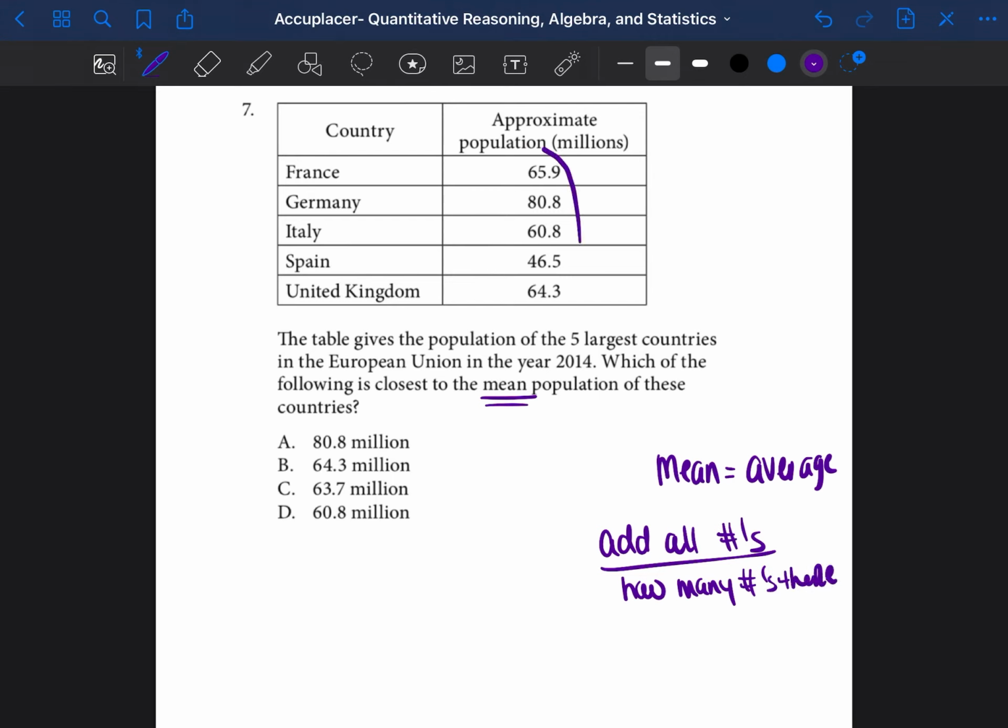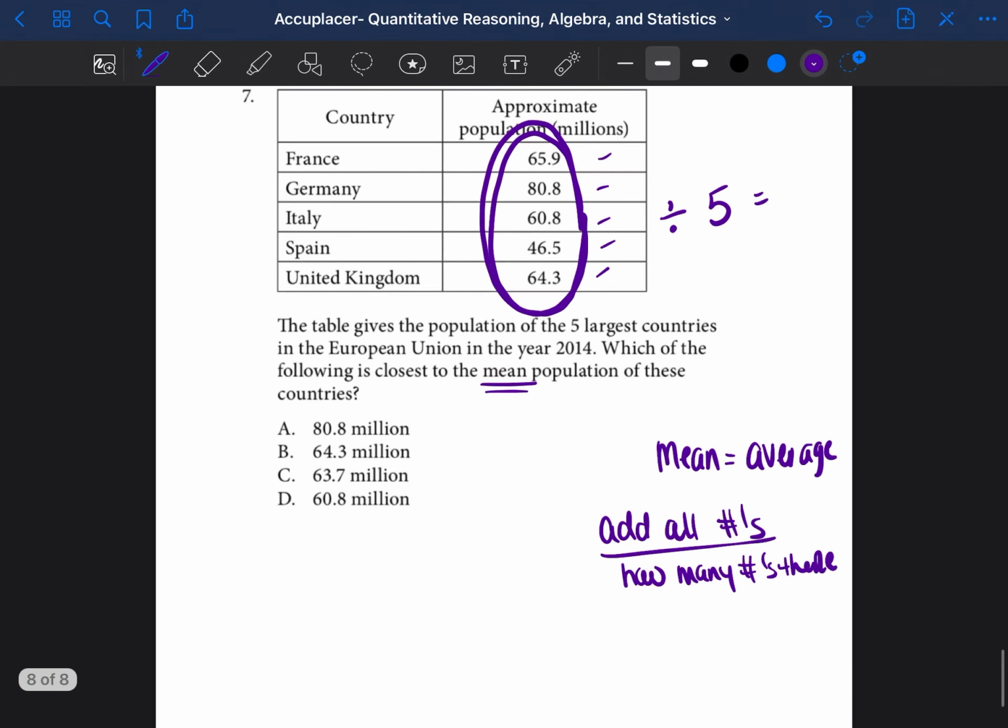Okay. So we're going to add all these values and we're going to divide it by the number of numbers there are. So there's 1, 2, 3, 4, 5 numbers. So we're going to add them together, and we're going to divide it by 5 because that's how many numbers there are. And so in your calculator, this should be super simple. You're going to do 65.9 plus 80.8 plus 60.8 plus 46.5 plus 64.3, and you're going to divide it by 5. And you're going to end up with 63.7 million, and that's going to be the mean or the average.